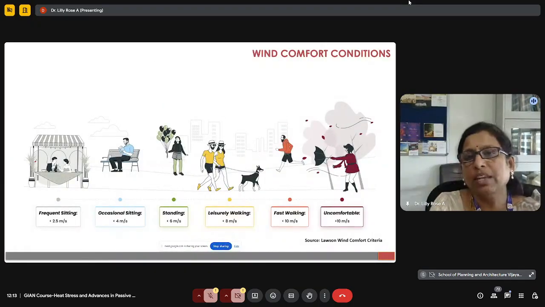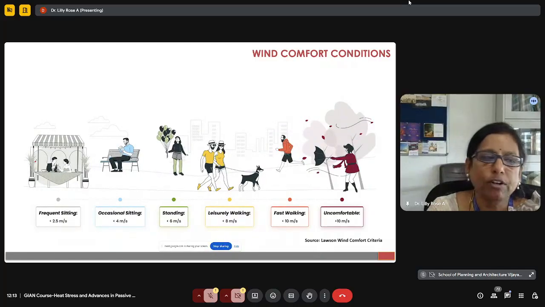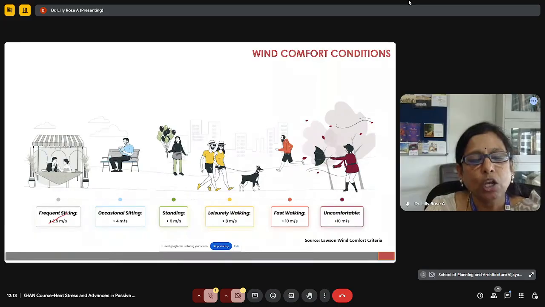And also the wind conditions. So in the indoors, anything beyond 1 or 1.5, people cannot withstand, and they find it quite uncomfortable. But in the outdoors, people can withstand from about 2.5 meters per second to about 10 meters per second wind speed. So it depends on what activity you are performing; your comfort conditions differ.